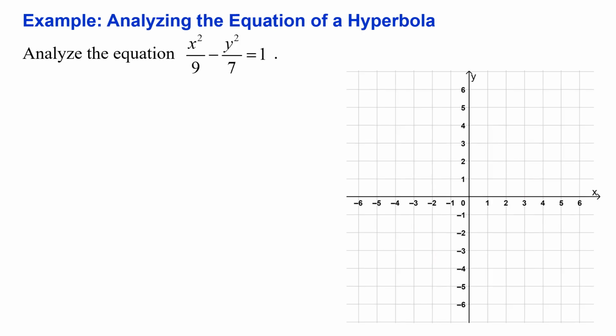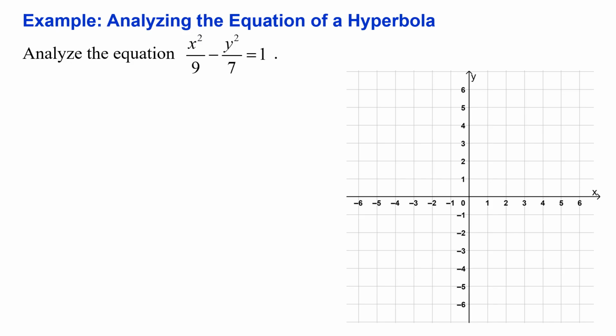In this example, we're told to analyze the equation of the hyperbola x squared divided by 9 minus y squared divided by 7 equals 1. And for the remainder of our conversation, the direction to "analyze the equation" means to find the center, transverse axis, vertices, and foci of the hyperbola, and then graph it.